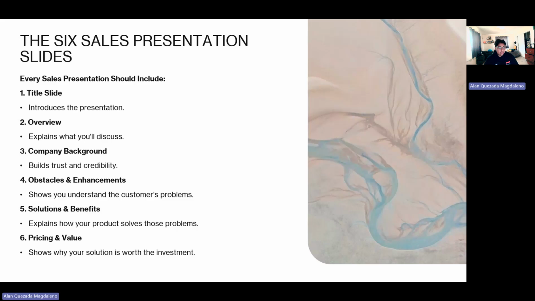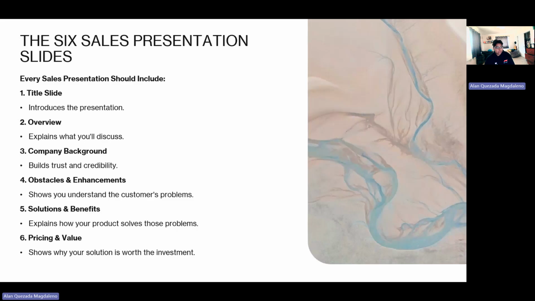The fourth slide covers obstacles and enhancements. This is where you show that you understand the customer's problem, give examples, give testimonies as well, and describe what improvements they want and what you feel they need. The fifth slide explains your solutions and benefits. Here you connect every problem to a solution and explain how your product or service could potentially help the customer.